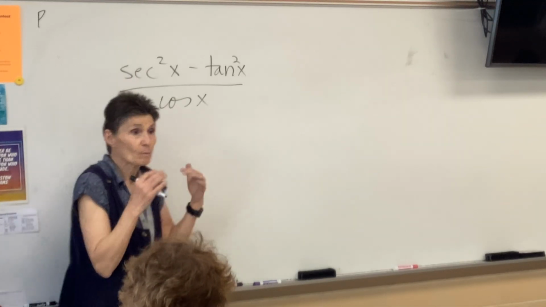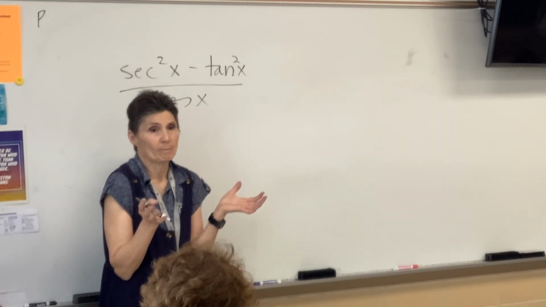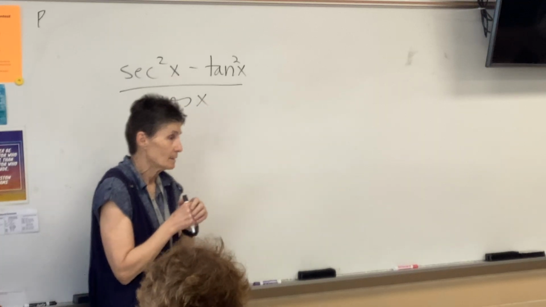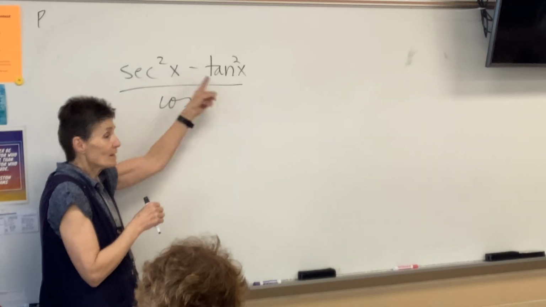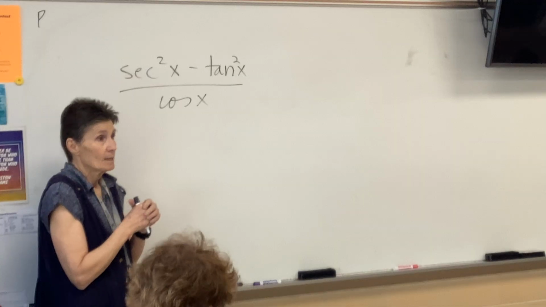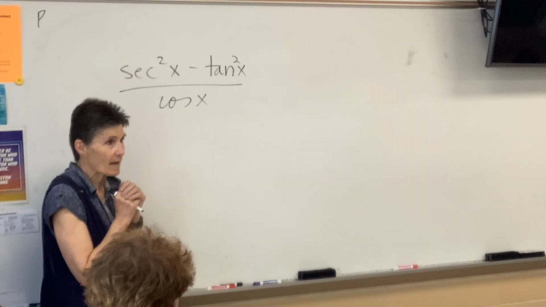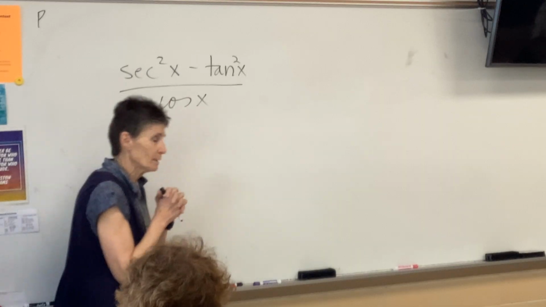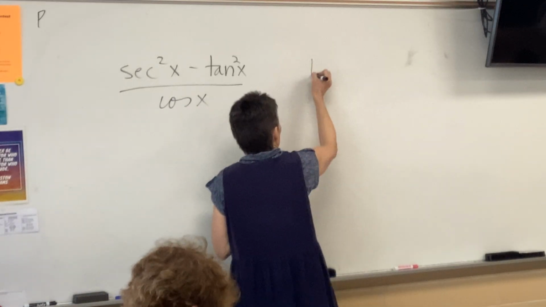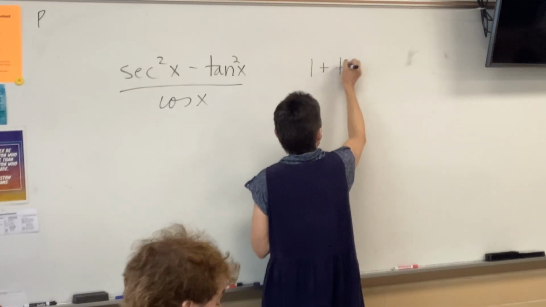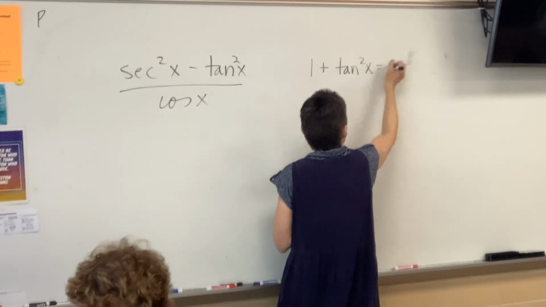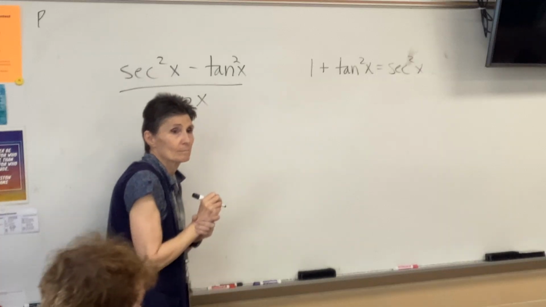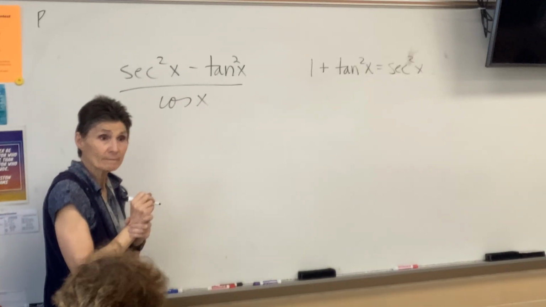Okay, does everyone recognize this is a different kind of problem? So we aren't going to do it the same way we did the last one. So I want you to look at that numerator right there. Is there anything related to that on your reference sheet? What is related to that? 1 plus tangent squared is secant squared? Right?